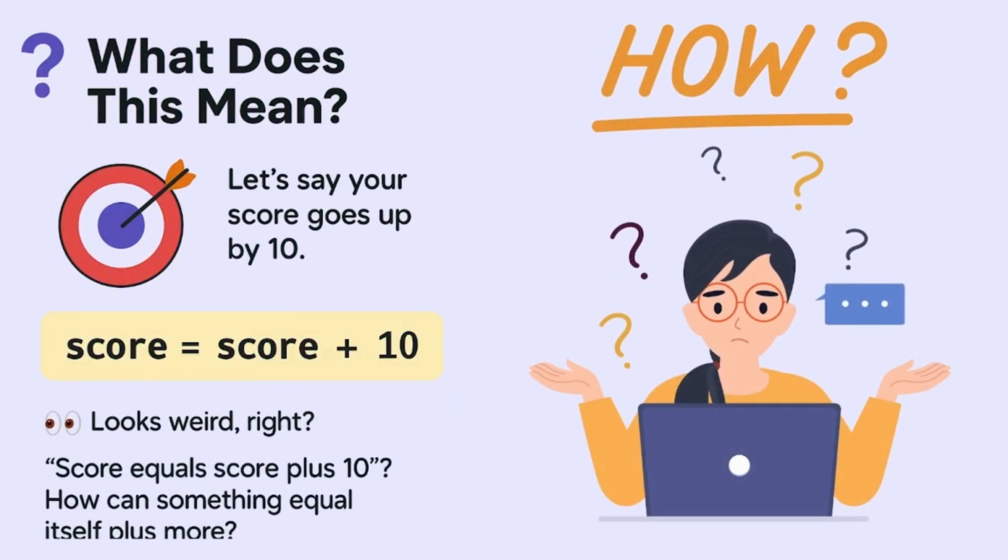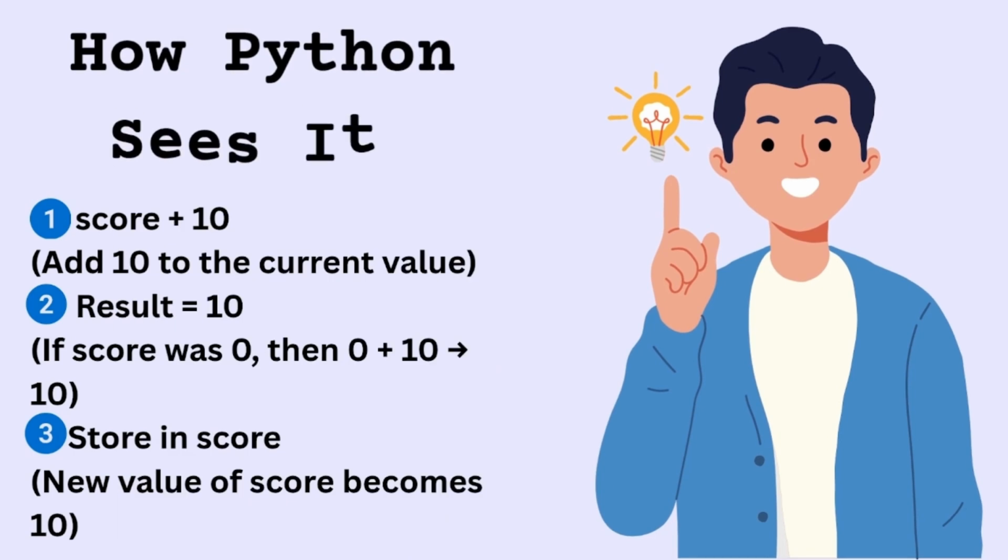Next, let's focus on changing variable values. Let's say your score was 0 and you got 10 more points. This might look confusing at first, like how can score equal score plus 10? But here's what really happens. Python looks at the right side first, which is score plus 10. Let's say score was 0, so it becomes 0 plus 10, which is 10. Then it updates the score with a new value, so now score is 10.